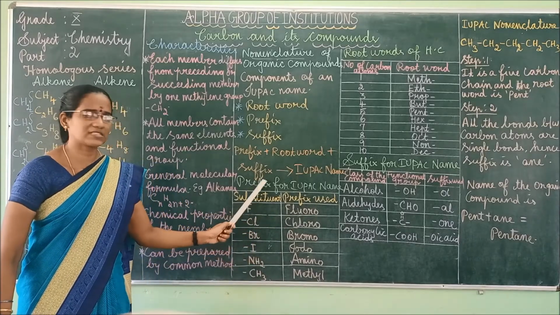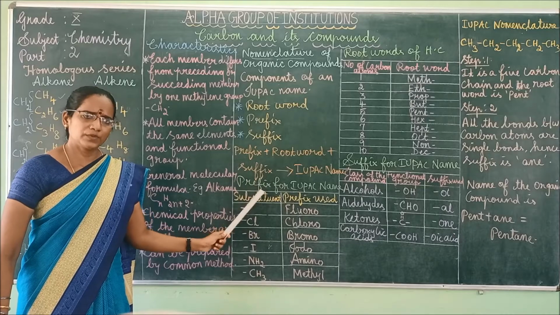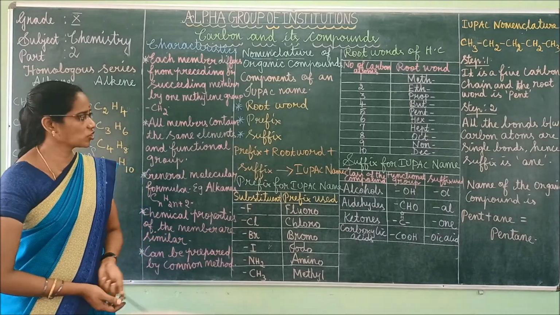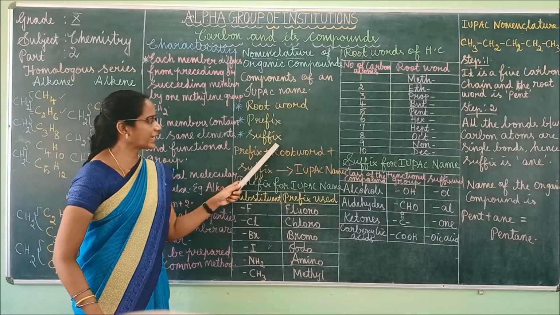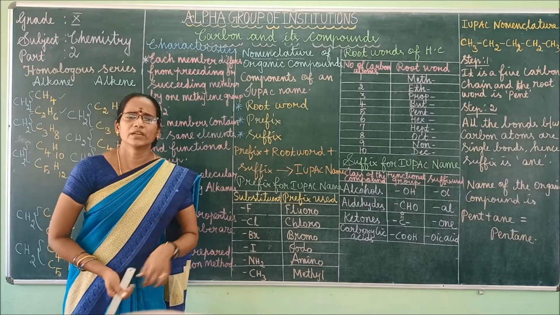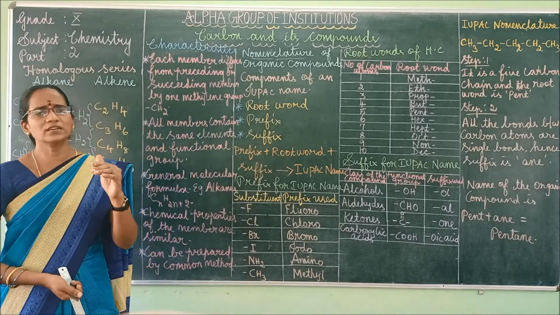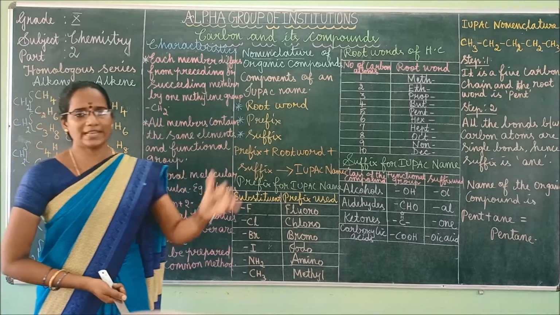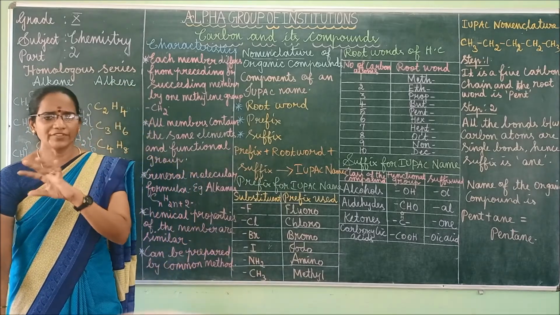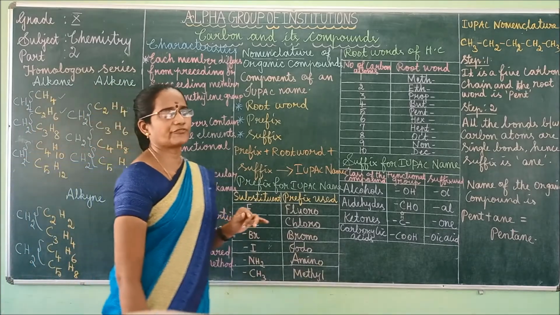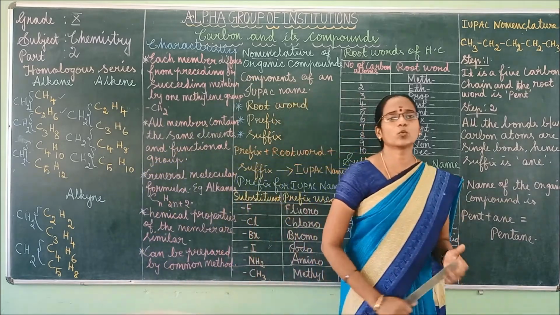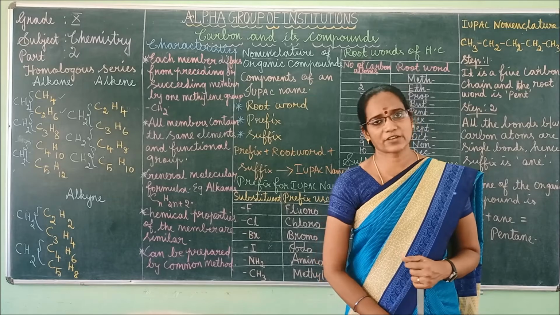So the prefix explains the substituents, groups or branches. Got it? Next we move to the suffix. You know very well the suffix gives the end of the name. There are two parts of suffix: one is the primary suffix and the other is the secondary suffix.